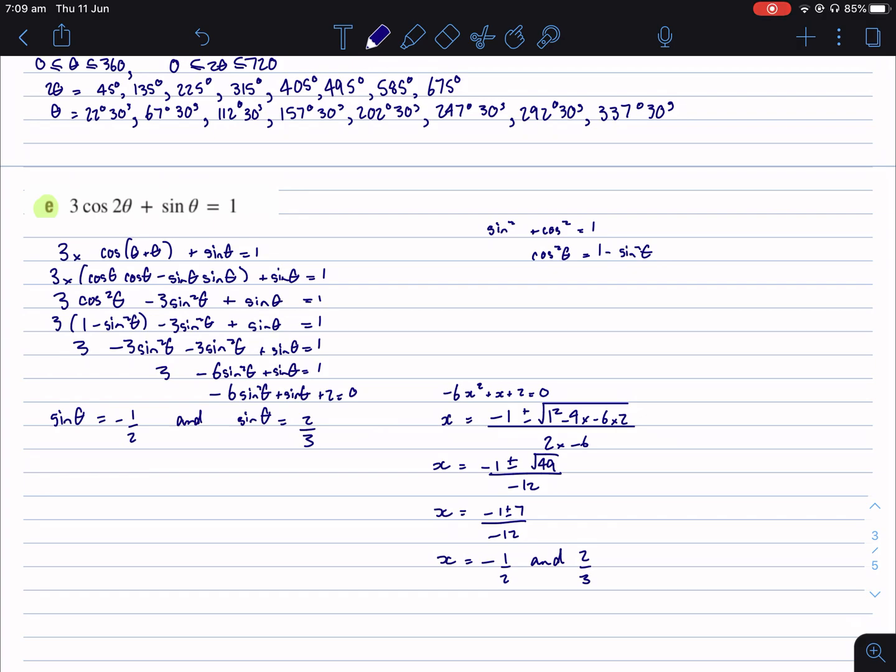Now, it being negative a half, that's 30 degrees, and because it's negative, we're in the third and fourth quadrant, so we've got 210 degrees and 330 degrees.